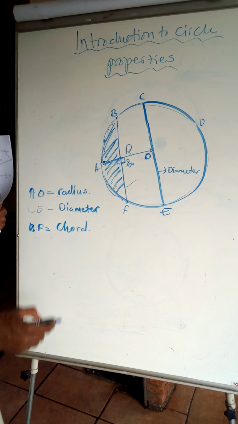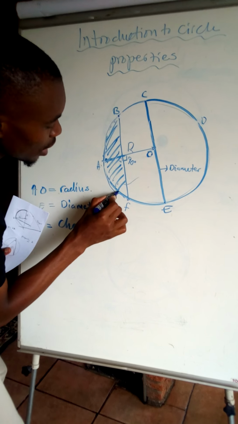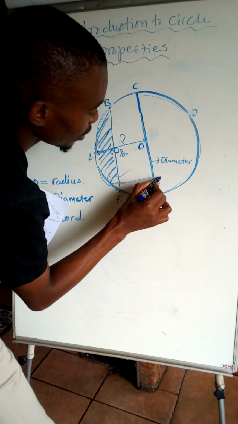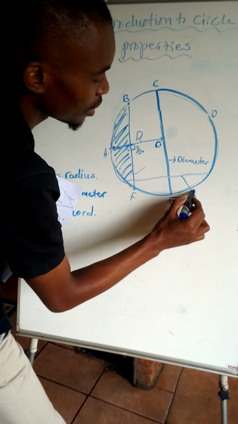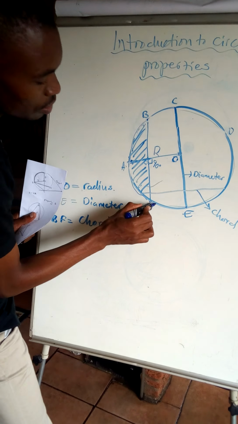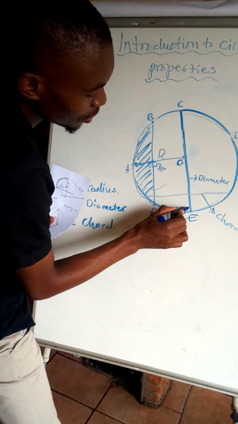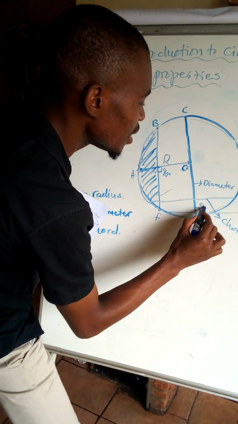Okay, now if we have, let me draw this line. It's coming from the circumference, cutting the radius to the other side. I said this line is a what? This line is a chord. It's a chord.